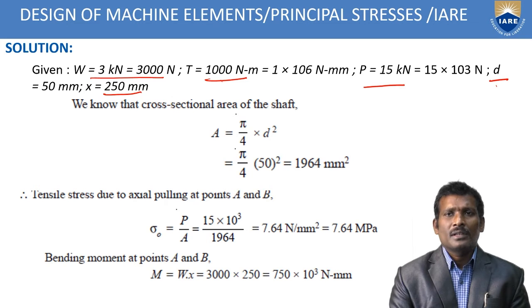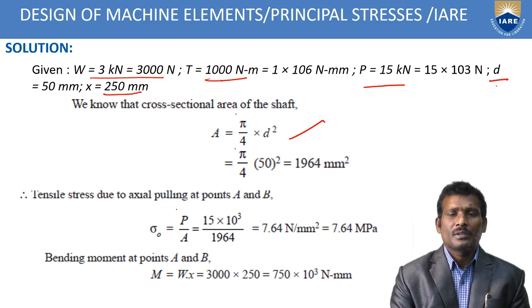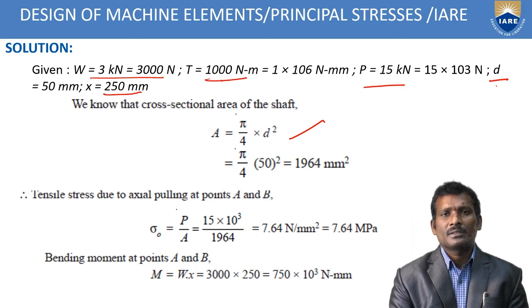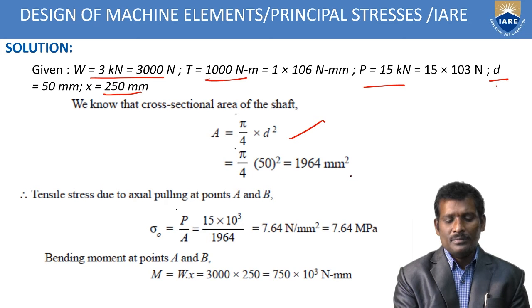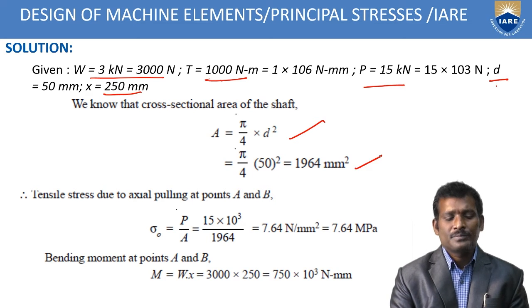Find out the cross-sectional area of the shaft by using the empirical relation: area is equal to pi by 4 into d square. Here the given shaft is a solid shaft. Suppose if the given shaft is a hollow shaft, then in that case you need to use outer diameter and inner diameter. But here in your problem, as shown in the figure, the shaft is solid one. So directly substitute the given diameter in this equation, you will get the area.